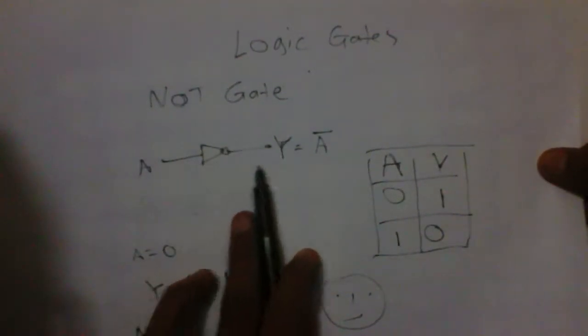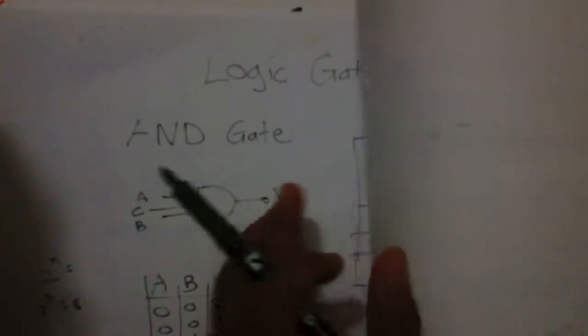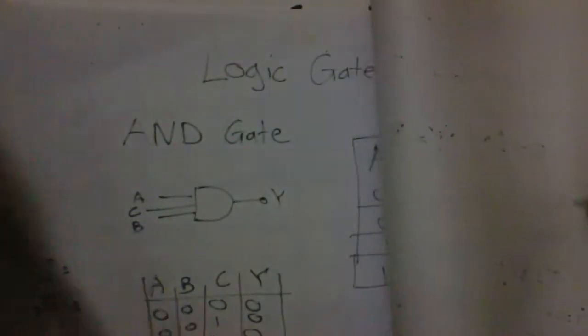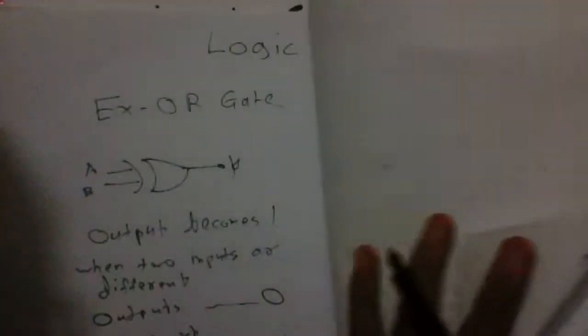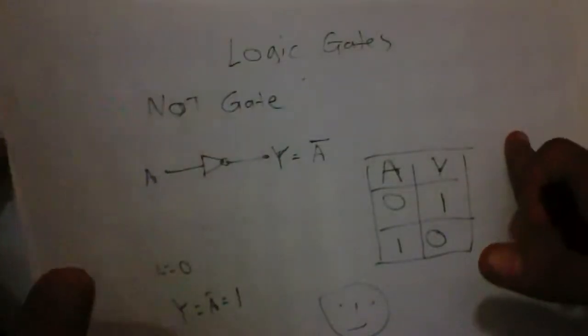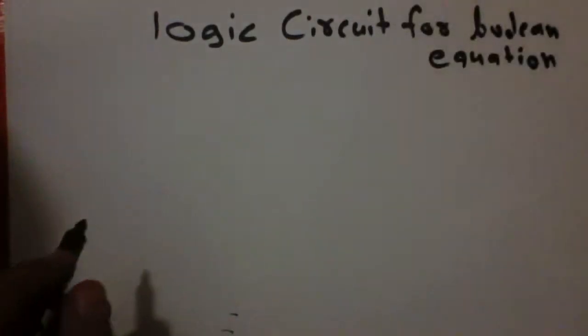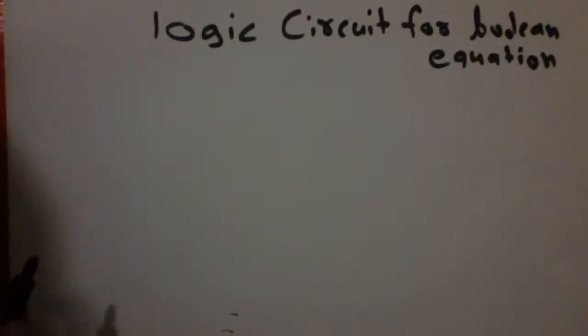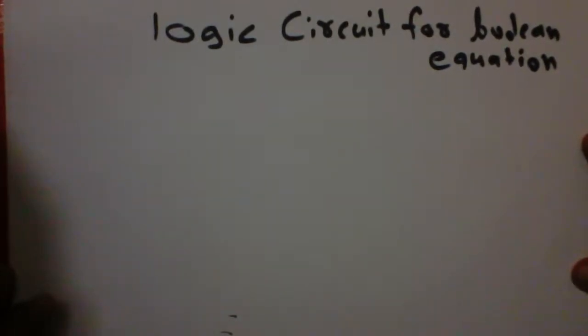For example, the NOT gate symbol is like this, the AND gate symbol is like this, the OR gate symbol is like this, the XOR gate, XNOR gate, and many more. You can find them in my previous tutorial. You can search for them. If you know their symbols, then you can easily design a logic circuit for any boolean equation.